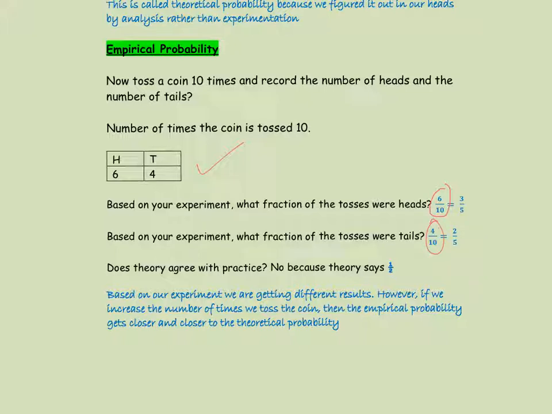Now this doesn't agree with what we said the probability of each outcome, that is getting heads and getting tails, is. The reason why the two numbers don't agree is because the number of times we toss the coin is just 10. Now, what if we toss the coin 20 times or 30 times or 40 or 100 or 1,000 times? Now, as we keep increasing the number of times we toss the coin, the probabilities we calculate from our experiment get closer and closer to what we expect from theory, that is probability of heads equals half and probability of tails also equals half.